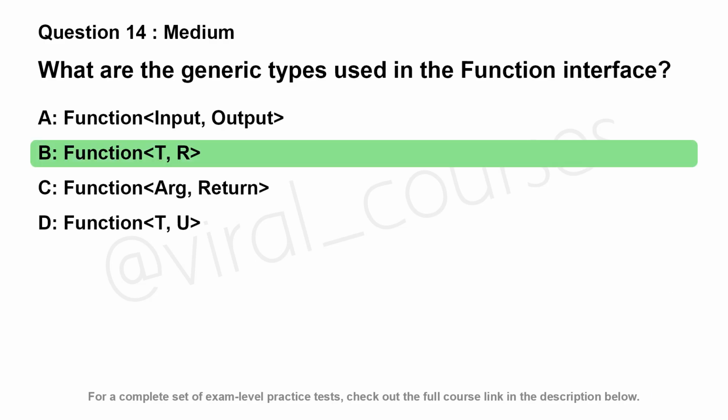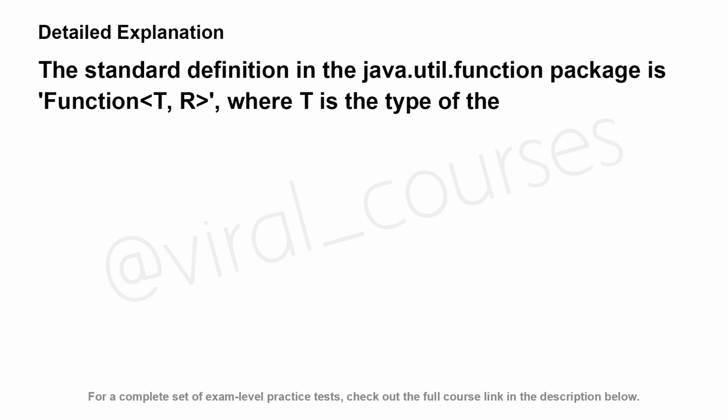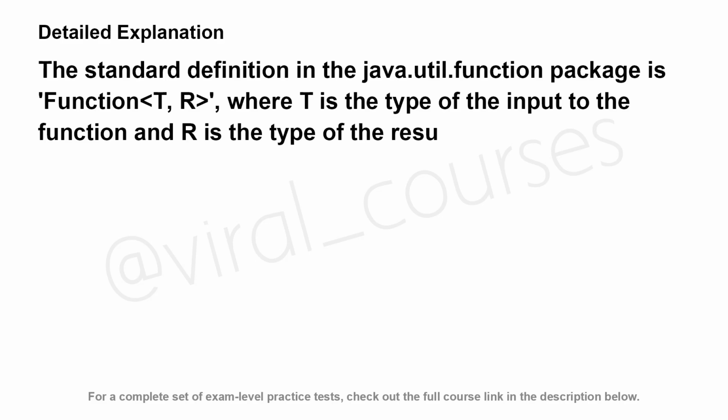The correct answer is B. The standard definition in the java.util.function package is Function<T, R>, where T is the type of the input to the function and R is the type of the result.